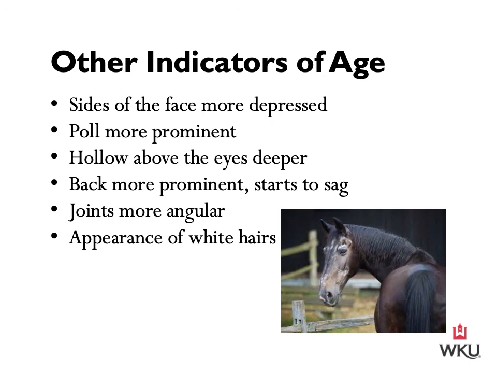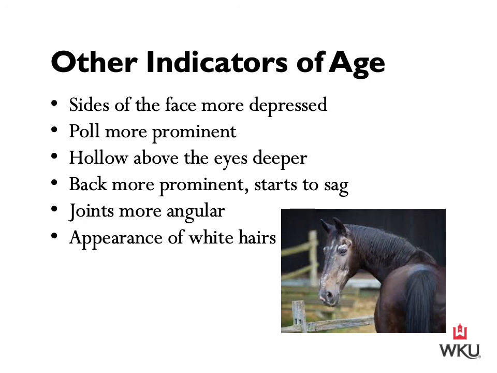And then finally, other indicators of age. So aside from having good records and then considering that teeth are going to be the best estimate of age, following good records, we also have a couple of other indicators that we can evaluate. So the features of older horses are a little bit like those of older people per se.